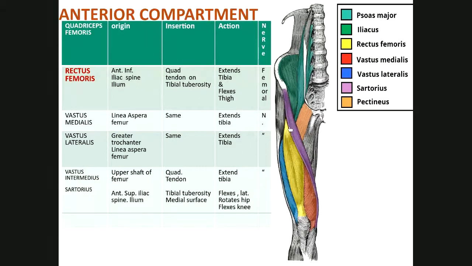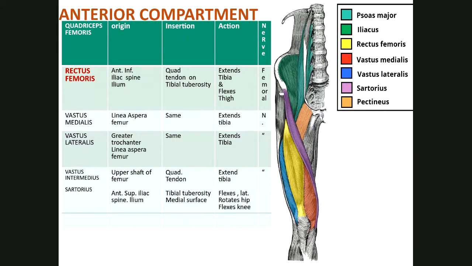The vastus lateralis is going to originate along the linea aspera and have the same insertion as the other three muscles. And the vastus intermedius, which sits underneath the rectus femoris, is going to originate along the shaft of the femur and insert into the quadriceps tendon. All of these are knee extensors. They're all part of the quadriceps femoris group.